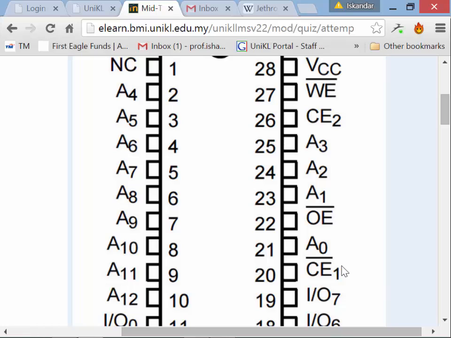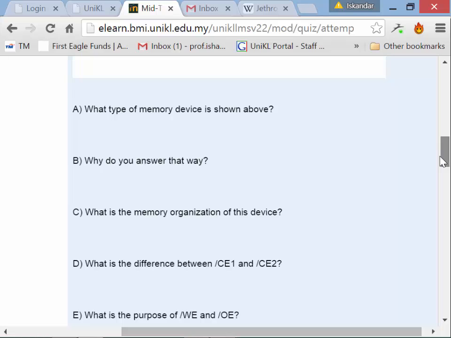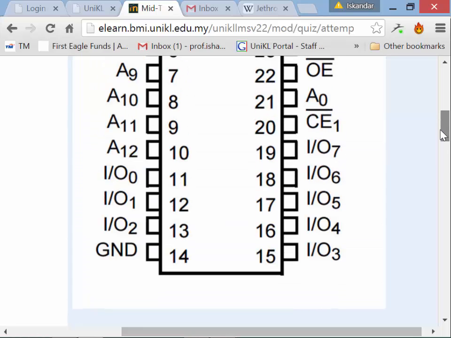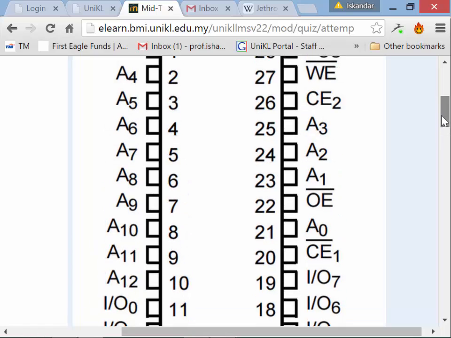All right, getting back to the top of the question right there. So what type of memory? It's a read-write memory or RAM. Why did we answer that way? Because the data lines are connected to pins labeled I/O instead of just output, and we have write enable and output enable pins. So if we're reading this memory, we would take the output enable low. If we're writing to this memory, we would take the write enable low. So that's how we talk to this chip right there.